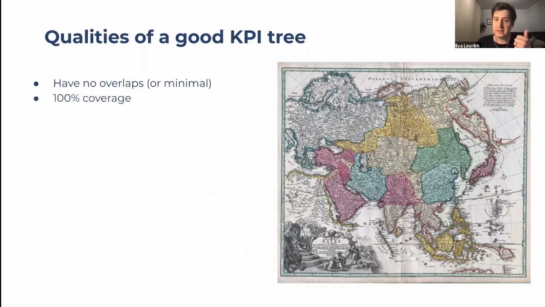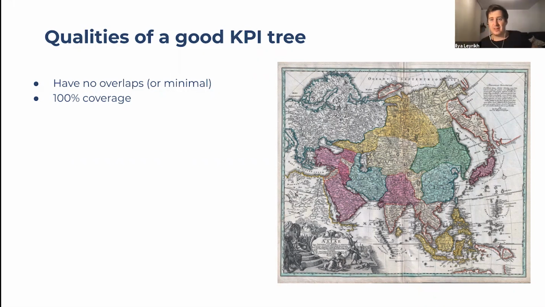There are a few qualities that define that a KPI structure is good, and particularly that a KPI tree is good. So first, you would want to have no overlap between the branches, or at least as minimal overlap as possible. So then, when you know that you are moving one metric, you know that you are not making the other metric worse. And second thing is that you want to have 100% coverage. So you know that there are no gray areas or things that you forgot to think about and don't account for when you're prioritizing or selecting the projects or brainstorming, whatever.